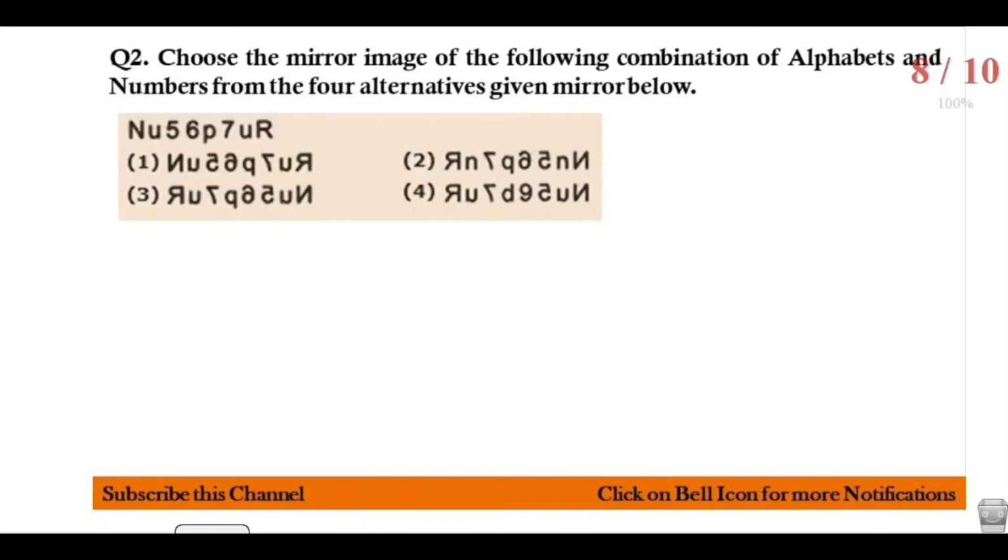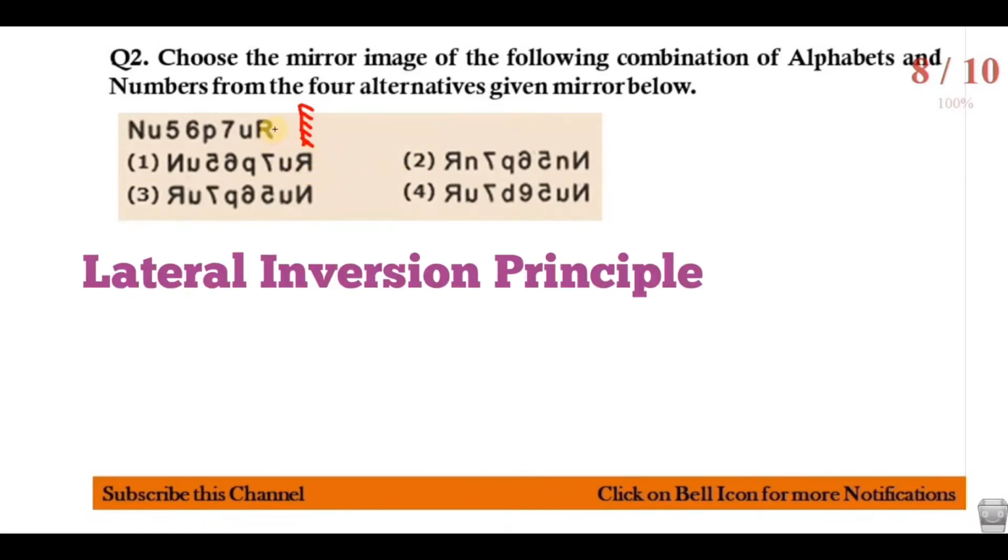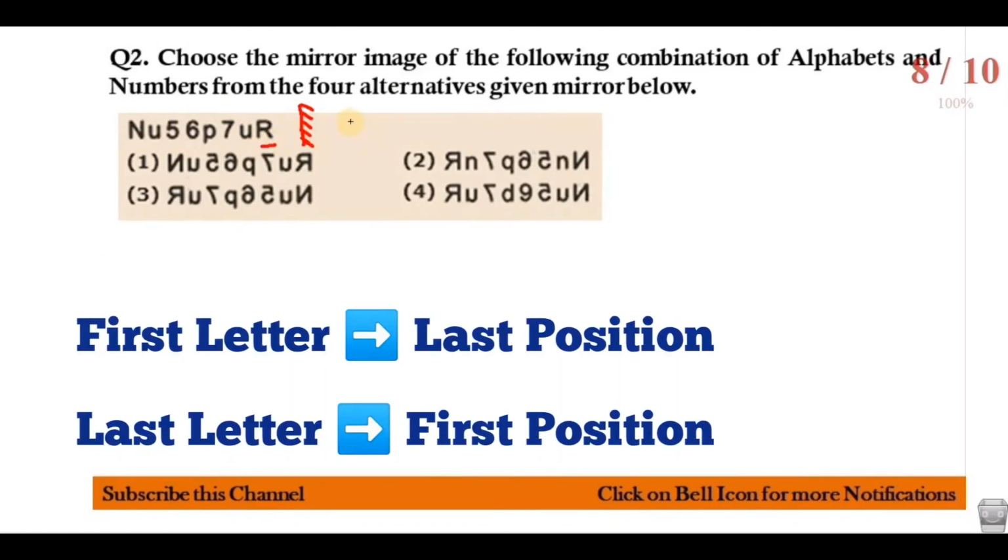We'll see another example which contains letters and numbers. So here small letters and capital letters are there. Based on that, this is our mirror, and we have to get the exact mirror image from these 4 options. So we know the lateral inversion principle, the first letter will be seen at last and the last letter will be seen at first. So this is our last letter, so this is our mirror image of R. Then we are having U, so U will look like this. In this way we are getting the reflection of U.